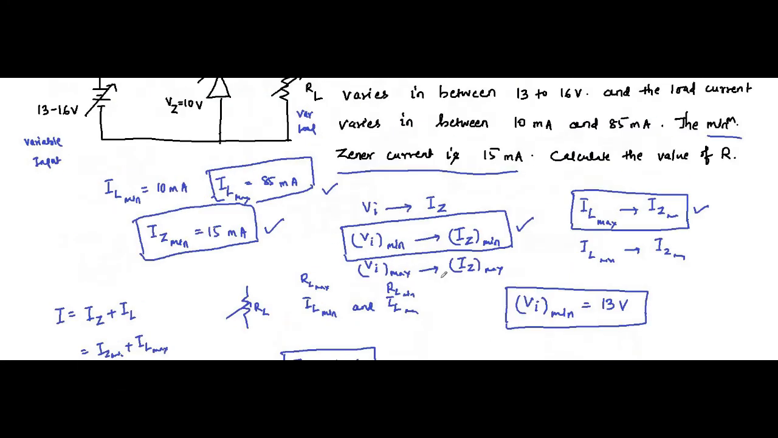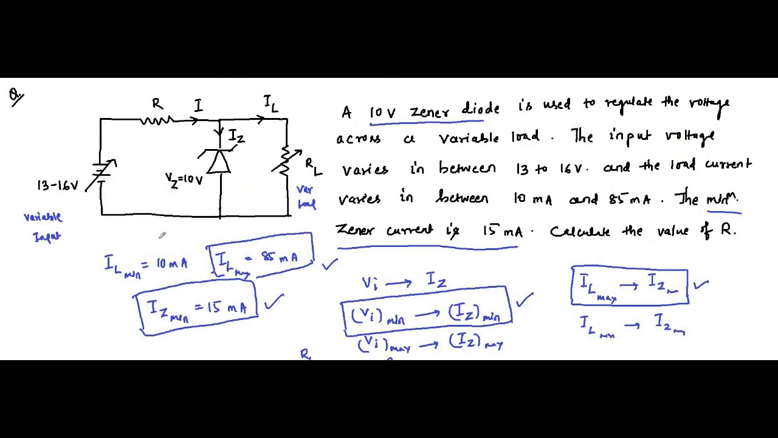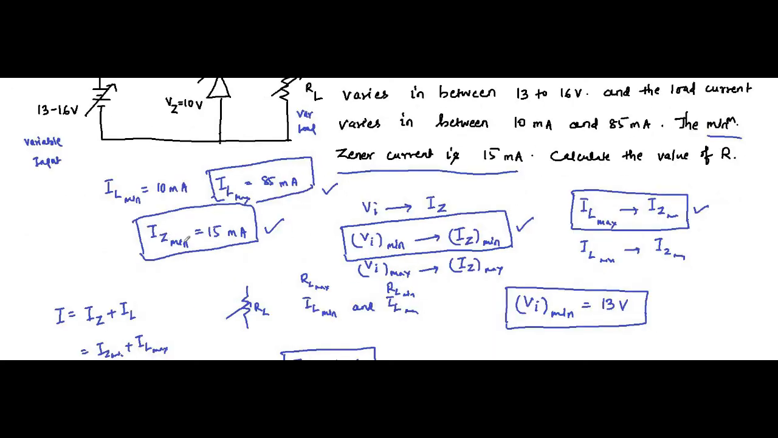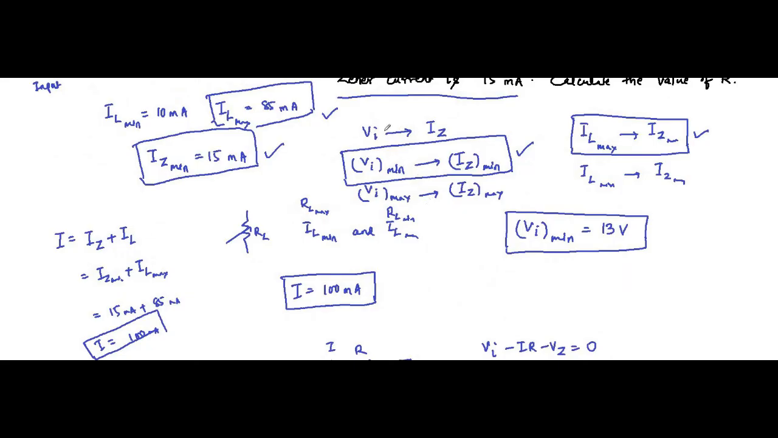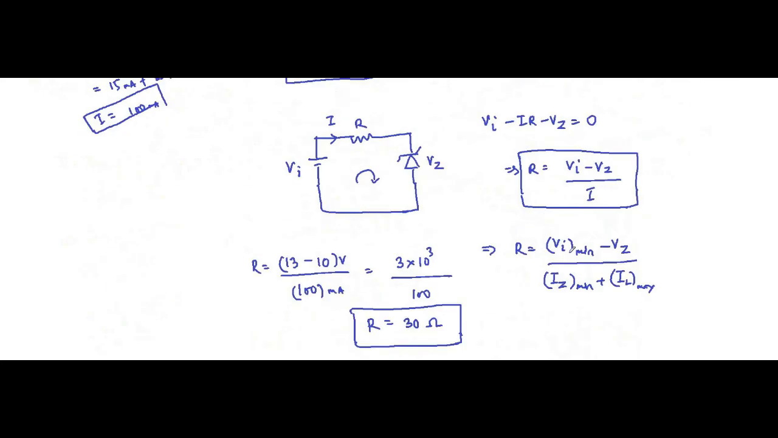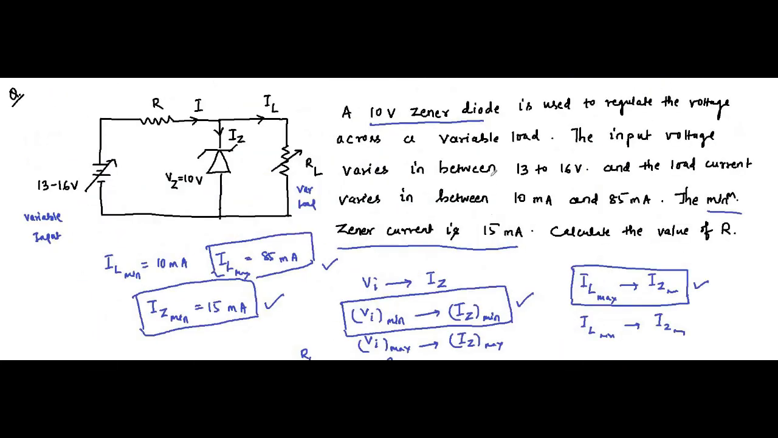The important thing here is to know which values to use, so you have to focus on the question. When you see a 10 volt Zener diode, it means the breakdown voltage of the diode is 10 volt. Here the minimum Zener current is specified, which is why we take Iz min. Then we have to use the concepts. Input voltage affects Zener current, so the minimum Zener current occurs when the input voltage is minimum. So in this equation, the minimum value of input voltage will come into play, that is 13 volt.